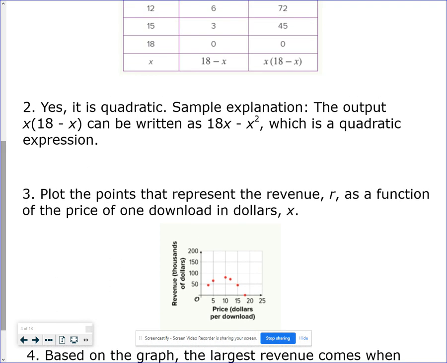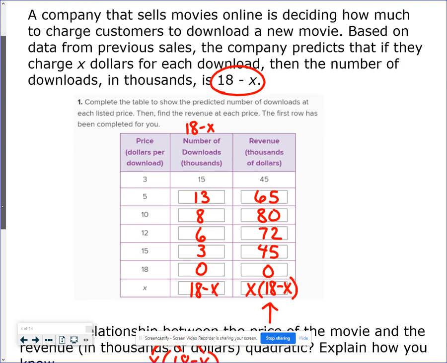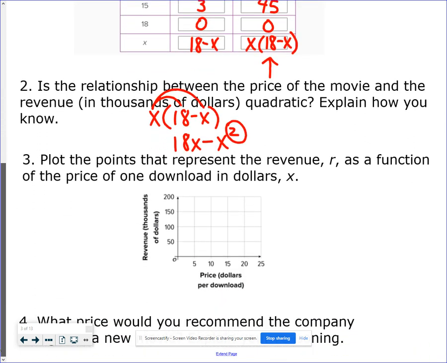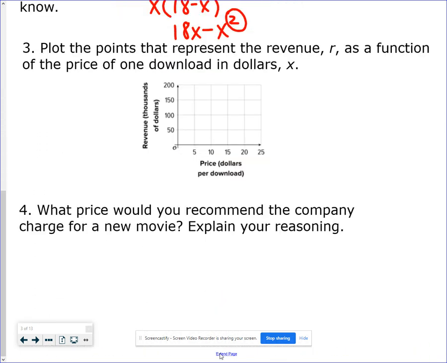Oh, actually I should go back here so you can actually see the question. It's on your paper, but it says, what price would you recommend that the company charges for a new movie? Remember, we want to maximize revenue. We want to make the most money possible.